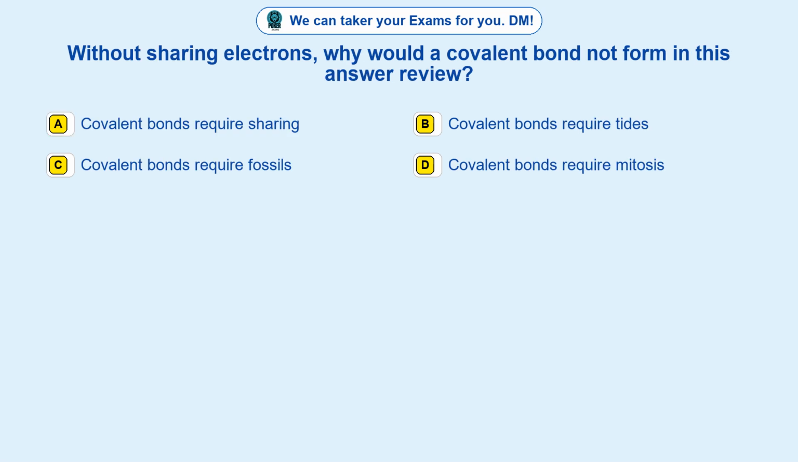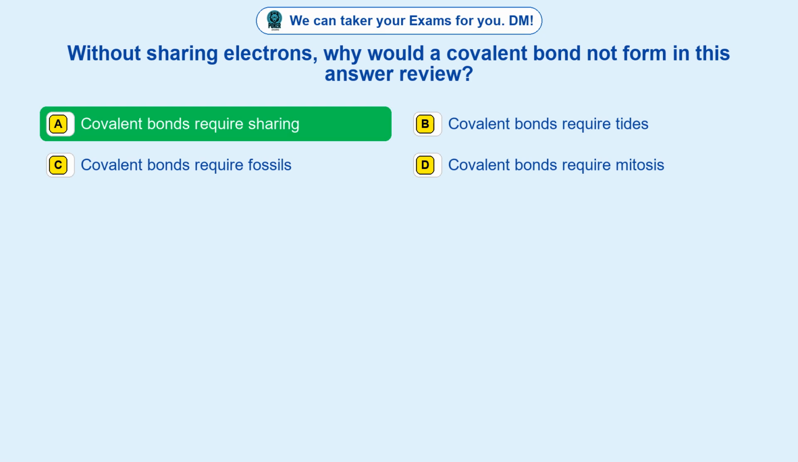Question 34. Without sharing electrons, why would a covalent bond not form in this answer review? Option A, covalent bonds require sharing. Option B, covalent bonds require tides. Option C, covalent bonds require fossils. Option D, covalent bonds require mitosis. The correct answer is option A.